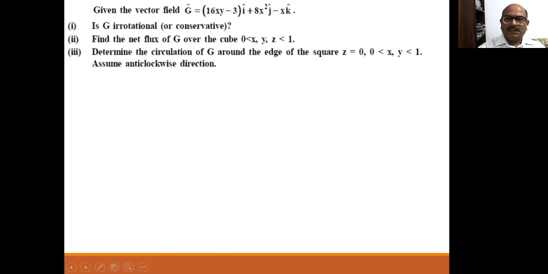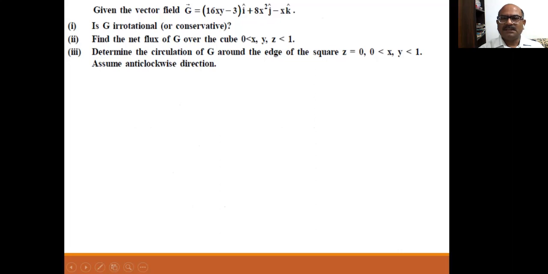Now we move to this part. It says that vector field G is given. The value is 16xy − 3 i cap + 8x² j cap − x k cap. Okay, so it's in Cartesian system as the value suggests. Now the question is asked: is G rotational or conservative? So is the vector field rotational or not? This is the first part.